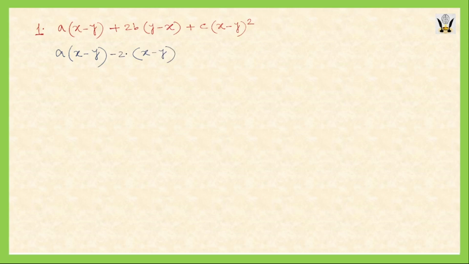Here we will have minus 2b, and then again, as we can see here, we have the square of this binomial, the difference of x and y. In the other two terms we have arranged it as x minus y, so we will keep it as it is, x minus y whole square, and here we have this monomial c.